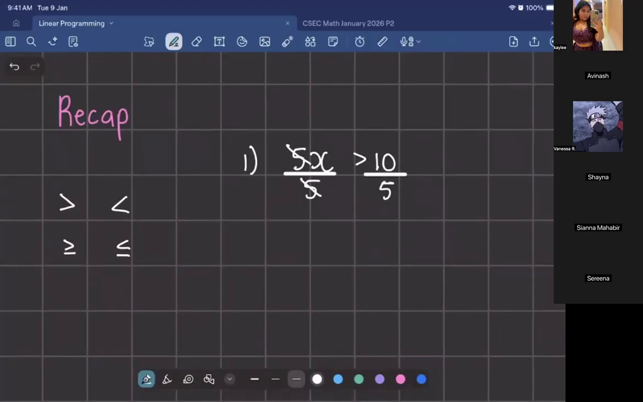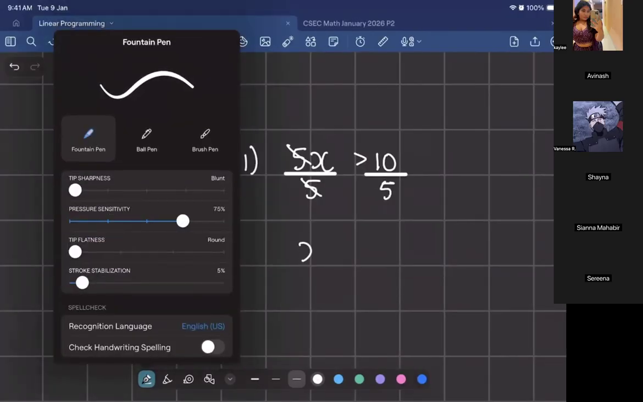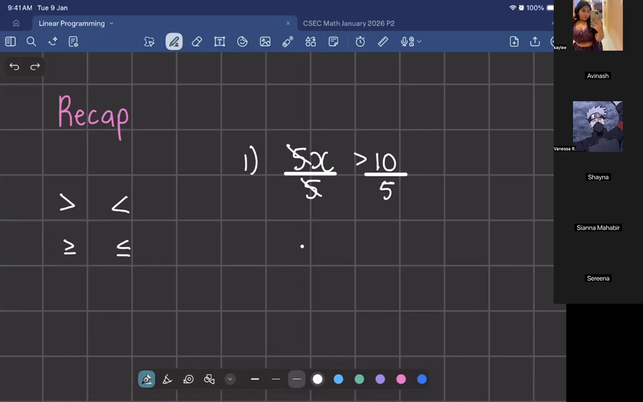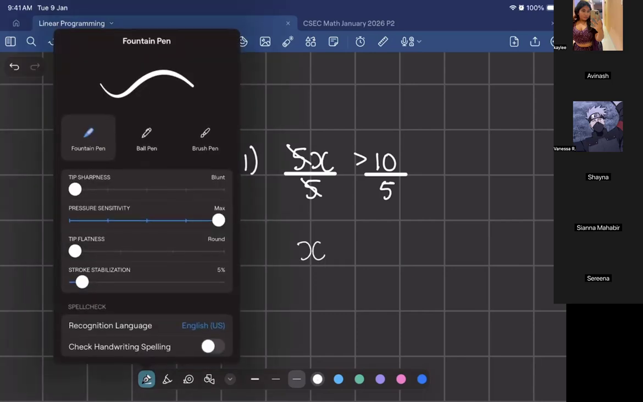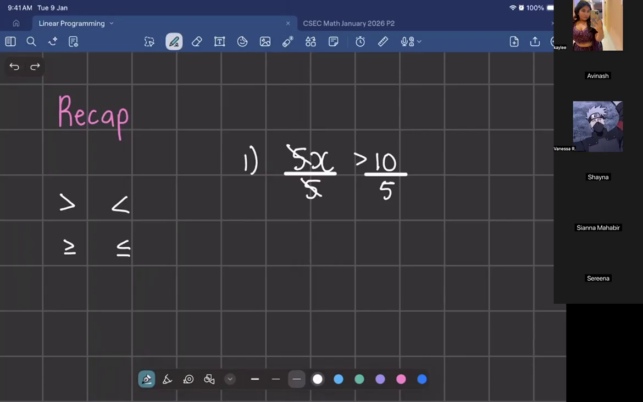Vanessa, do you understand why I divided both sides by 5? Okay, so Vanessa, what's my final answer? X is more than 2. Right? X is more than 2.